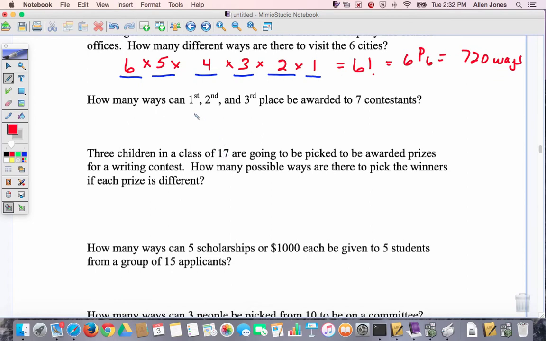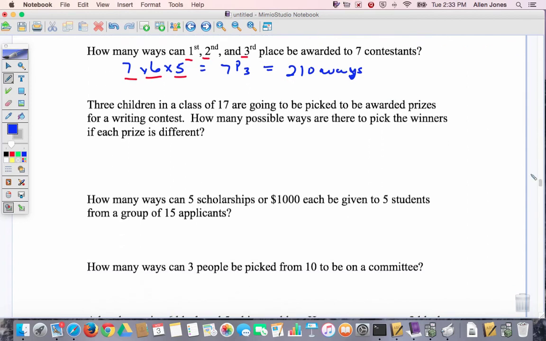Okay, how many different ways can 1st, 2nd, and 3rd place be awarded to 7 contestants? We're talking about 1st place, 2nd place, 3rd place, so finishing order matters. I'm going to start with 3 blanks. There are 7 people that can finish 1st. Once we have a 1st place finisher, 6 people can finish 2nd, and 5 are left to finish 3rd. That's the same thing as 7P3. We're awarding 3 places, 1st, 2nd, and 3rd. Each one has a different label, so it's a permutation. And there are 210 ways that we can finish 1st, 2nd, or 3rd with 7 people. 7 times 6 times 5, or 7P3.